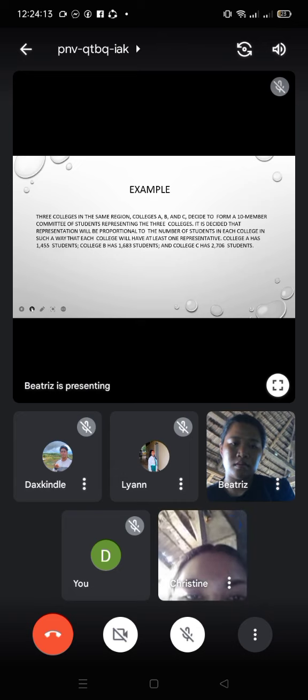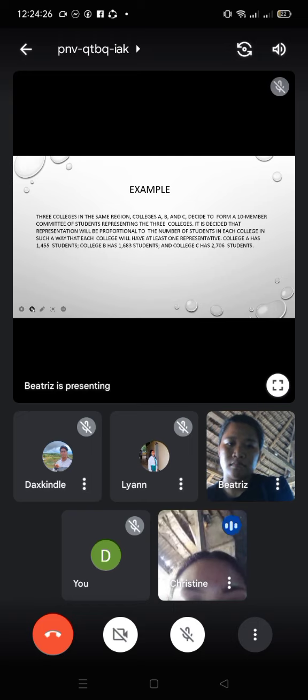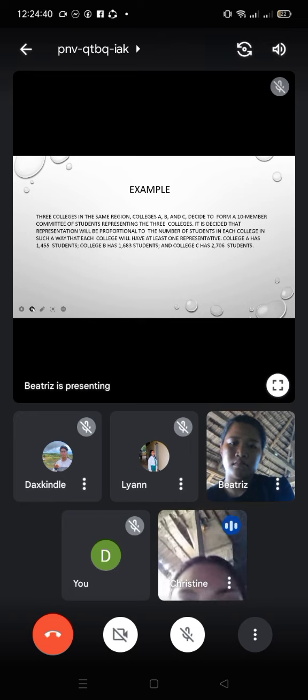Example: 3 colleges in the same region, College A, B, and C, decide to form a 10-member committee of students representing the 3 colleges. It is decided that representation will be proportional to the number of students in each college in such a way that each college will have at least one representative. College A has 1,455 students, College B has 1,683 students, and College C has 2,706 students.